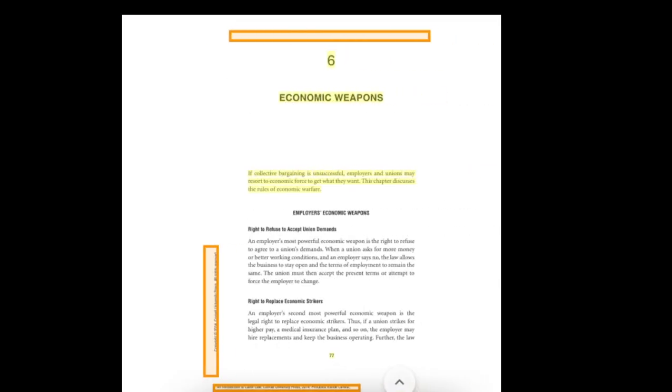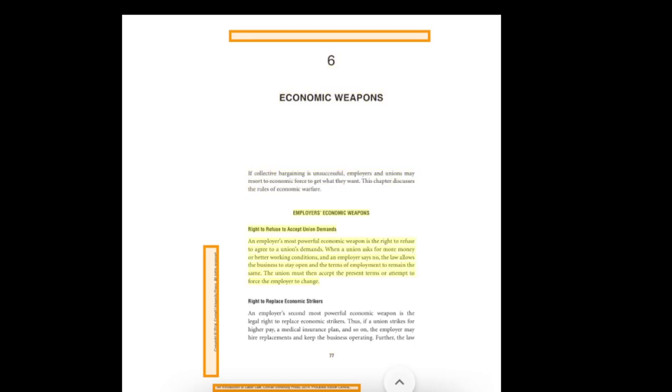7.7.6 Economic weapons. If collective bargaining is unsuccessful, employers and unions may resort to economic force to get what they want. This chapter discusses the rules of economic warfare.